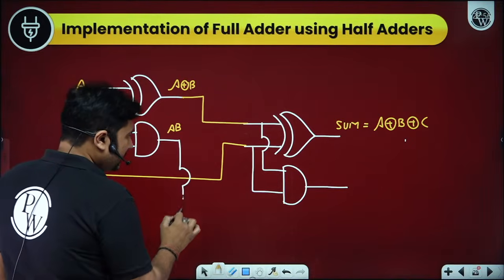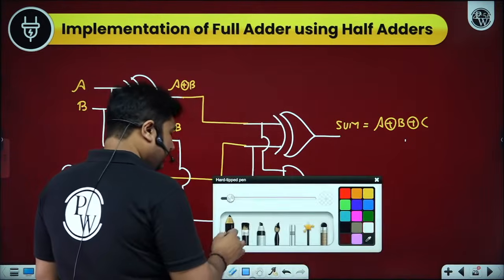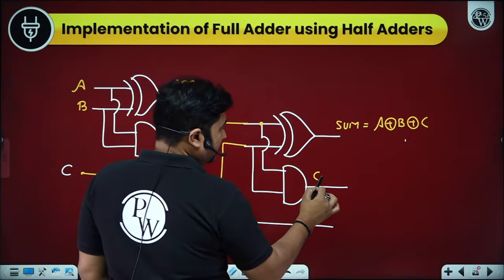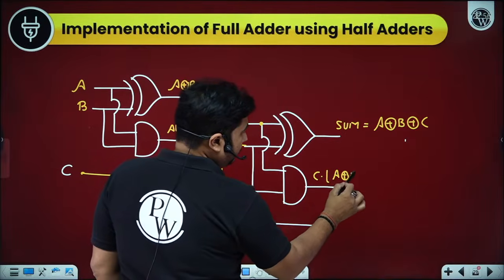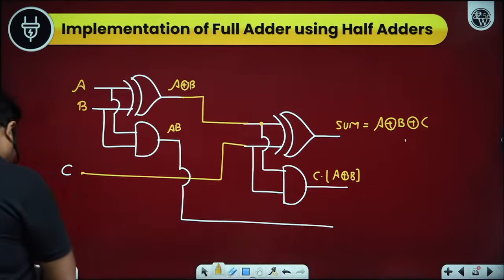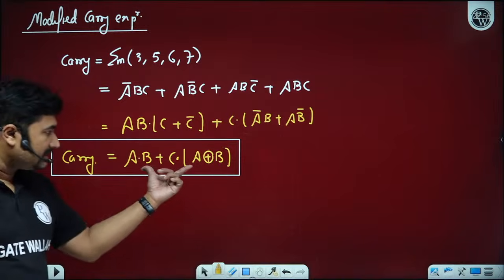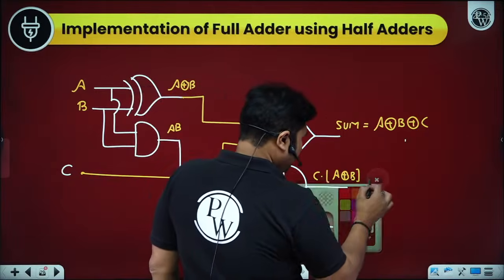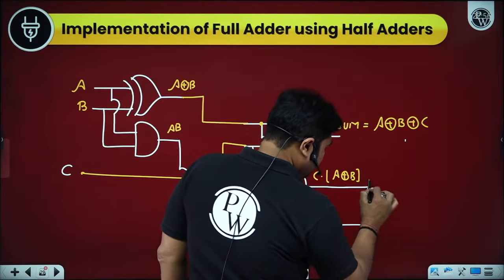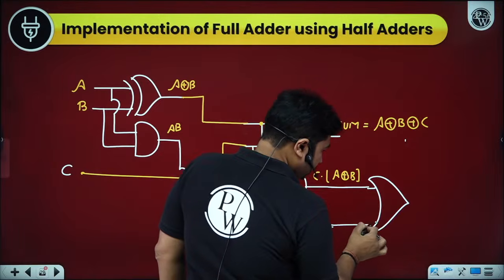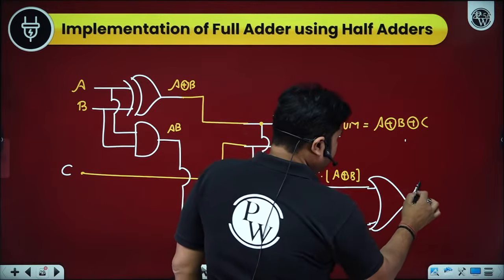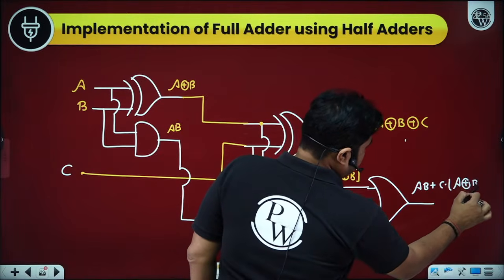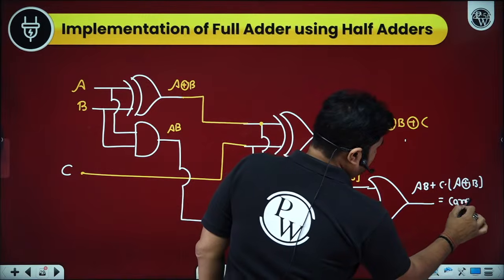we have AB, and what is the function we are getting here? So A XOR B, and this is C. So we are getting C dot (A XOR B). If you observe the modified carry expression, we have AB plus C(A XOR B). It means we need one OR gate as well. So we need one OR gate as well. Now we have AB plus C(A XOR B), which is nothing but a carry expression only.